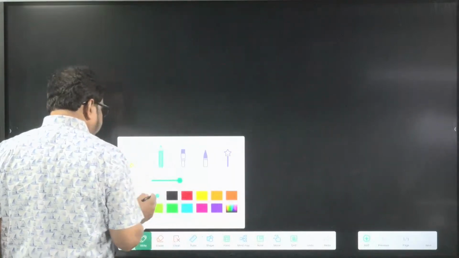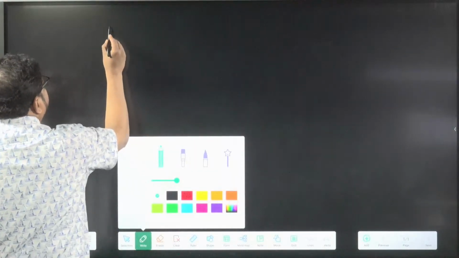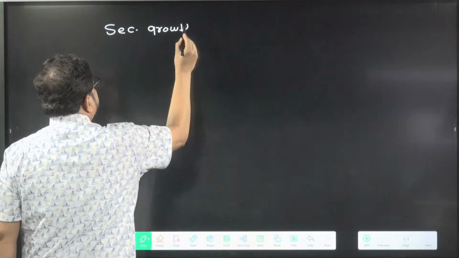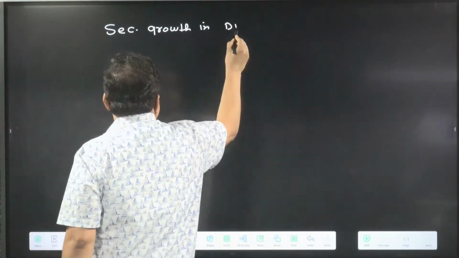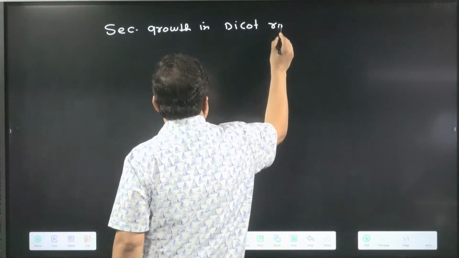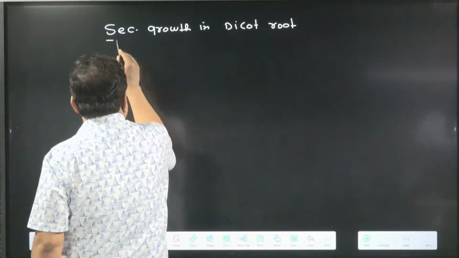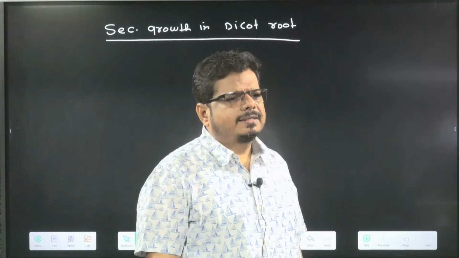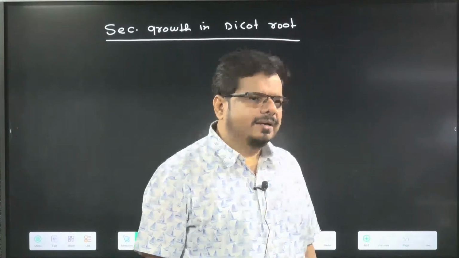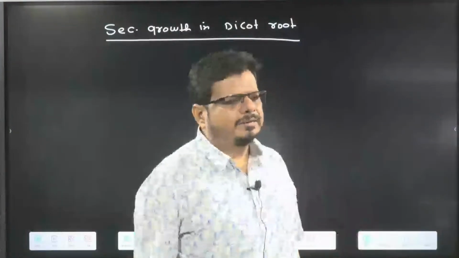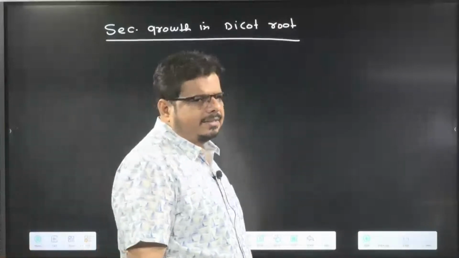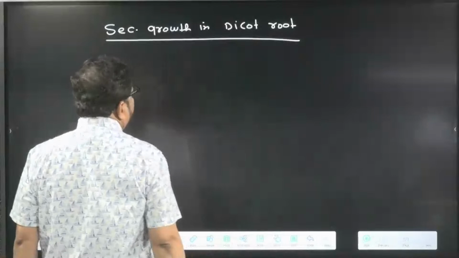So now have a look here. We are going to discuss secondary growth in dicot root. Where does secondary growth occur? Secondary growth occurs in gymnosperms and dicots. It does not occur in monocots, or in the leaf of any plant. So it occurs in the root and stem of dicots and gymnosperms. Is it clear? So now we are going to talk about secondary growth in dicot root.